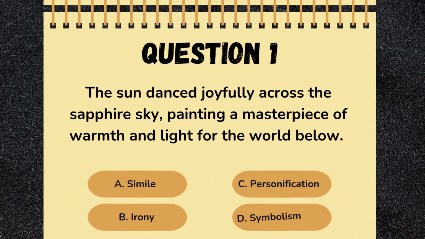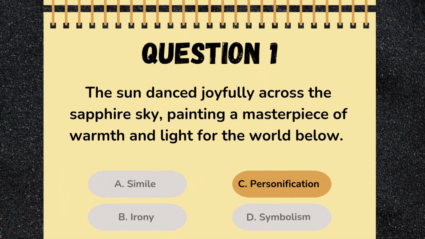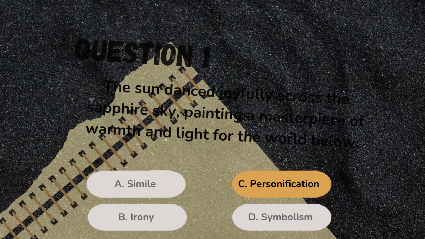Let's practice. Listen carefully. The sun danced joyfully across the sapphire sky, painting a masterpiece of warmth and light for the world below. Which type of figurative language is this? Is it A, simile, B, irony, C, personification, or D, symbolism? Yes, the answer is C, personification. The sun cannot really dance or paint, but the sentence makes it feel alive.